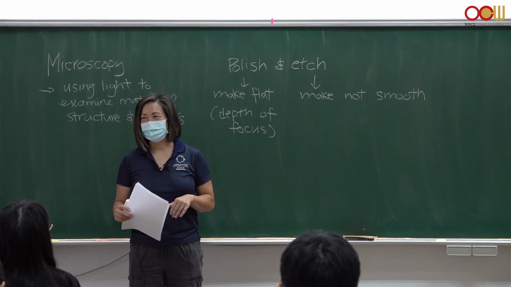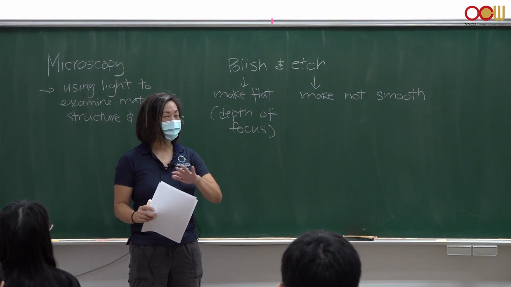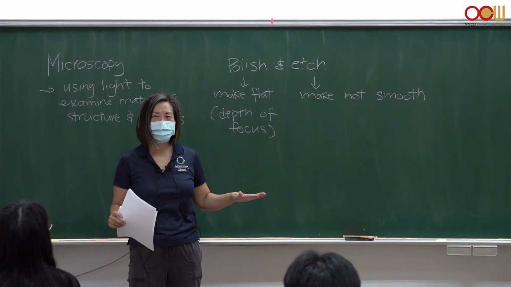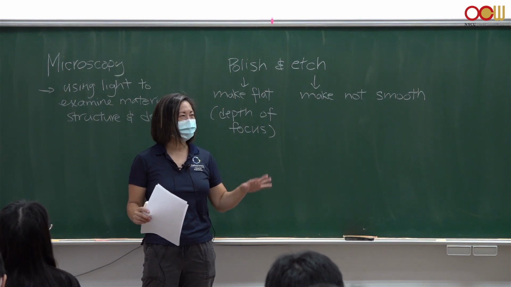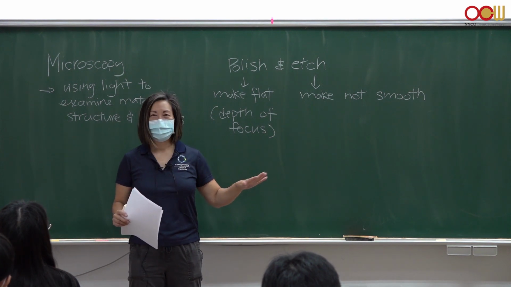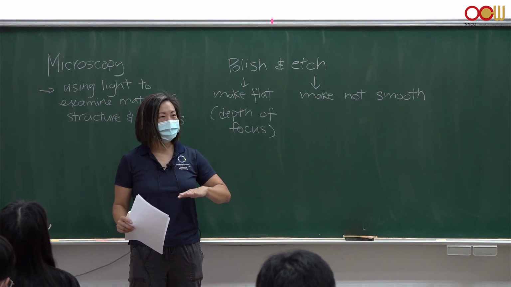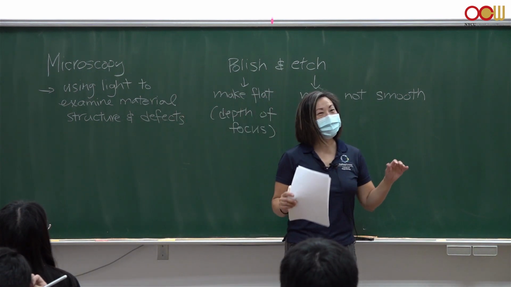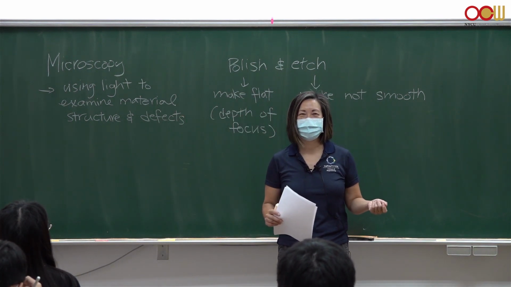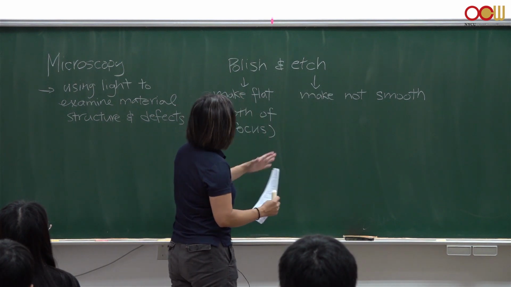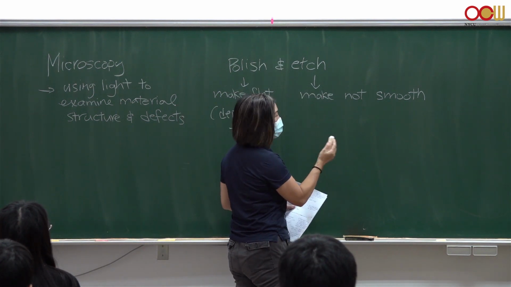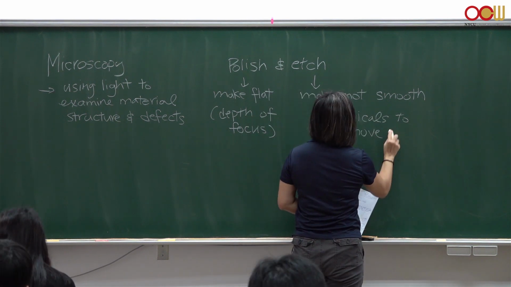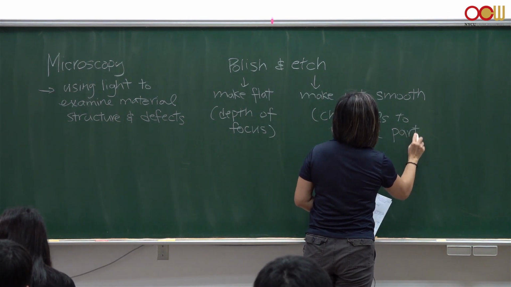So very, very boring. And then after you are done making the sample as perfectly smooth and flat as possible, do you know what they did with it? They took a chemical etchant and etched it to make it not smooth. Okay? It's very annoying. But do you know why they have to do that? So etching is to use, most of the time, chemicals to remove parts of the material.